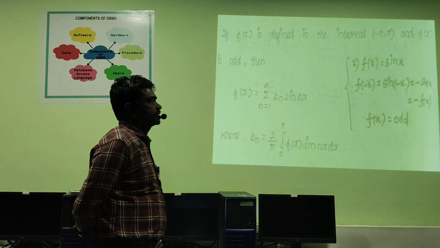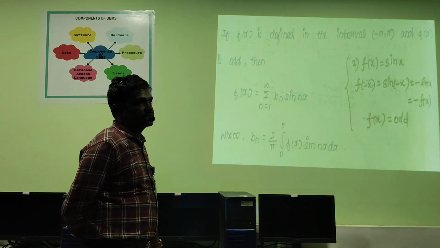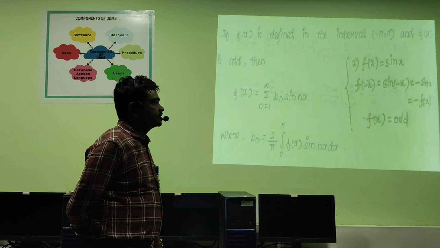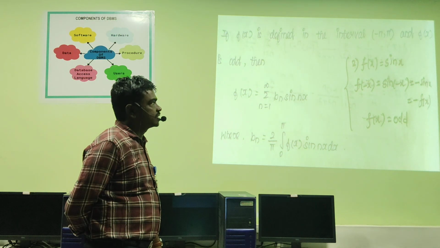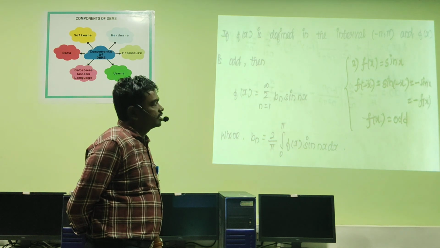So this is clearly minus f of x. So f of minus x equals minus f of x. Therefore, f of x is an odd function. So we can derive the formula for Fourier series in the interval minus pi comma pi.